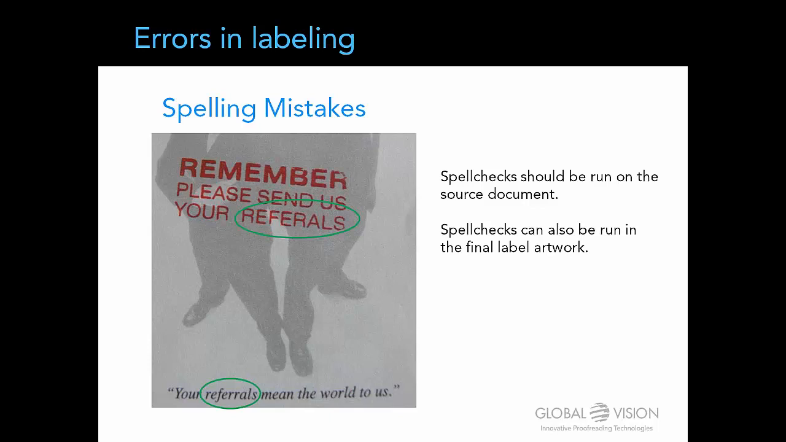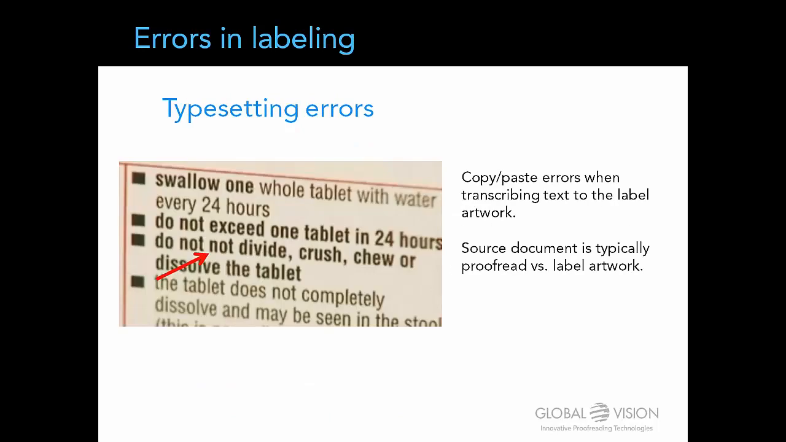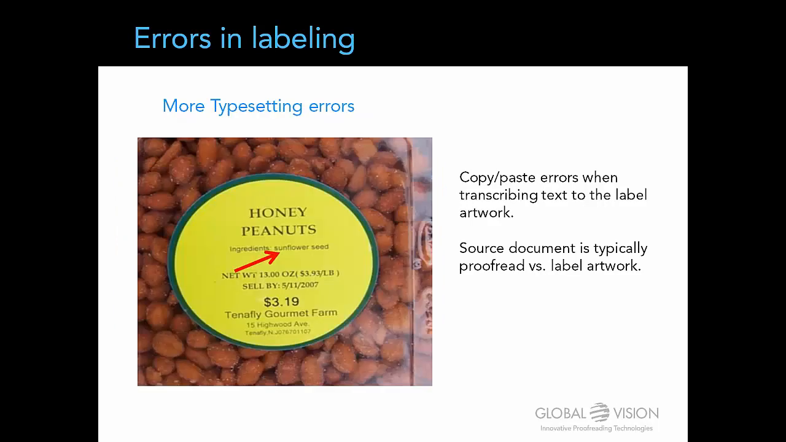This is really to show you that spell checking is very important and spelling mistakes can happen. And why do they happen? It's because maybe you're not running spell checks on the source document. We do have tools in Microsoft Word to spell check documents. Are we using those tools? Another point to consider is, are you running spell checks in your final label artwork? When you are creating your PDF files with the artwork, do you run a spell check as part of your process?